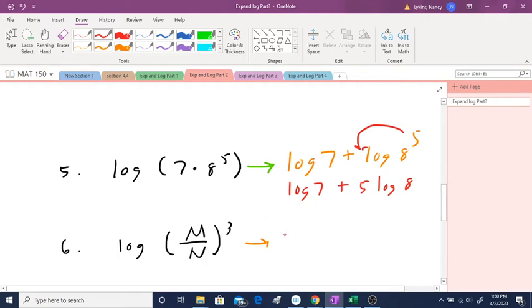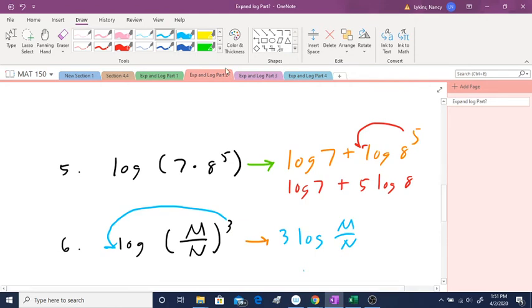Now number 6. I see m over n, which is a fraction. Fractions are division. Division means quotient rule. Then I've got this 3 that is the power rule. So there's several ways we can do this. I'm going to choose to use the power rule first. I'm going to put that 3 right in front. And then my final step is I've got 3 log of m over n. I'm going to separate the m and n by, since I'm using the quotient rule, subtracting. So 3 log m minus 3 log n.